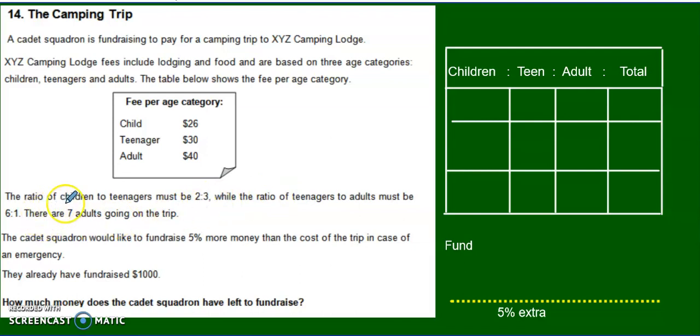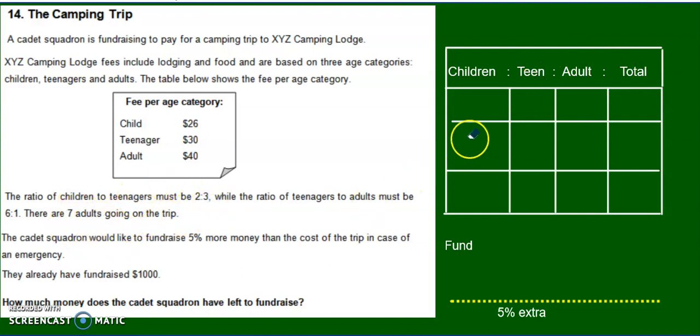So let's see. The ratio of children to teenagers must be 2 to 3. Okay, let's stop right there. I wrote out children, teenagers, and adults, and I also wrote the total. That's important. So the first line tells us 2 to 3, children to teenagers.